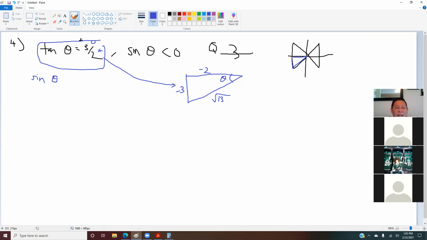So let's do this. What's sine theta in this case? -3 over the square root of 13, but you have to simplify out the radical. So can you leave your answer like this? No. If you leave your answer like this, I will take another point off. So how do you rationalize this? Multiply by root 13. So you get what? -3 square root 13 over 13, right?